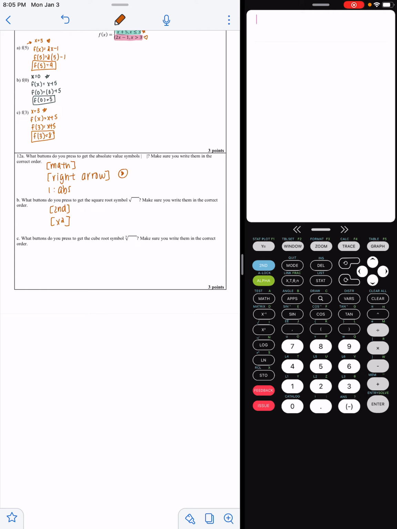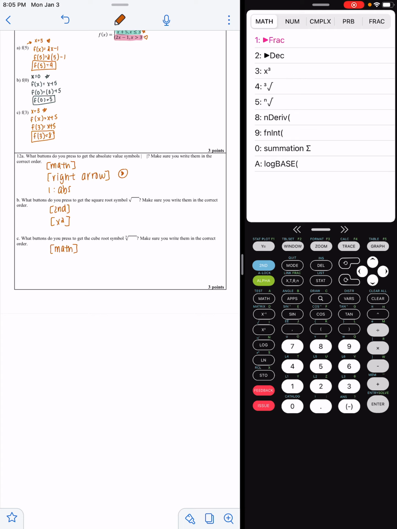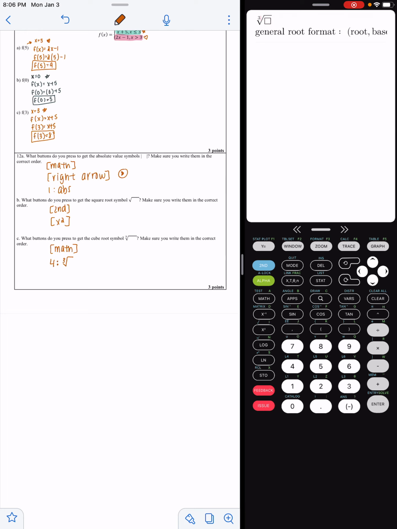And then last but not least, how do you get the cube root? Most people were really confused with this one. Again, we're going to start off by pressing math. And then you're going to go down to number 4, cube root. And that's it. 5, a lot of people thought it was 5. 5 gives you any root that you want, right? So I can put in 3, I can put in 5, I can put in any root, but if I wanted the cube root, you can do that. All right, that's all for today.